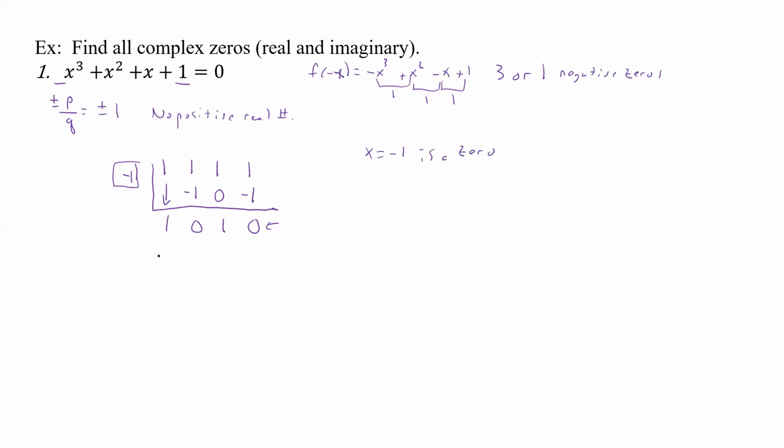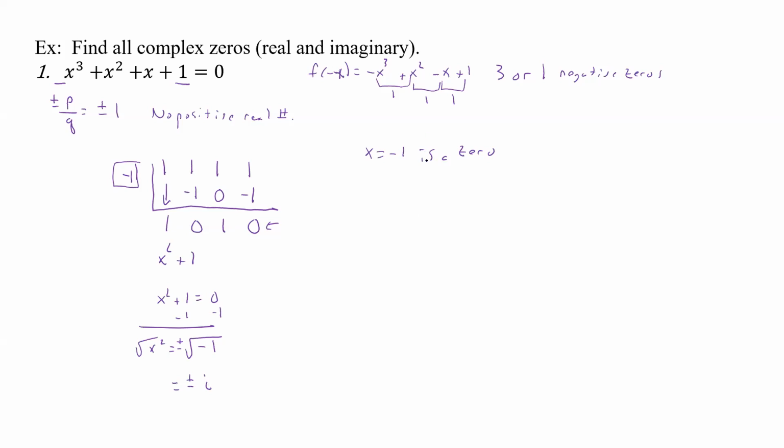And what do we have left? Well, we have x squared, and then we have plus 1, because we have subtracted 1. That's going to be x squared plus 1. And so x squared plus 1 equals 0. If we solve that for x to get the other zeros, we'll subtract 1. So x squared equals a negative 1. Take the square root of both sides. And so we get plus or minus i in this case.